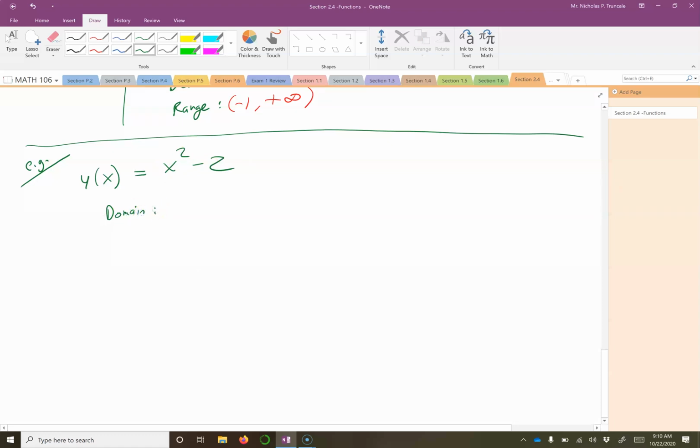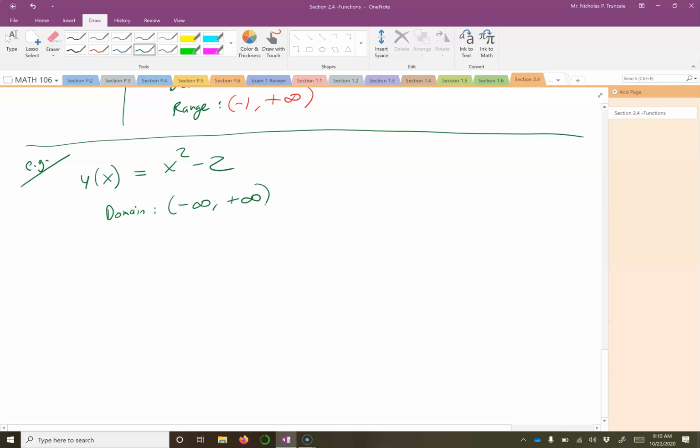Can I plug in all x values and actually get a result? Is there any way to get an imaginary solution here, or an undefined solution? No, right? So the domain here is negative infinity to positive infinity. They're pretty easy, because remember, the only things we're looking for are undefined outputs and imaginary outputs. We need all those outputs to be real. So I hope that makes sense.